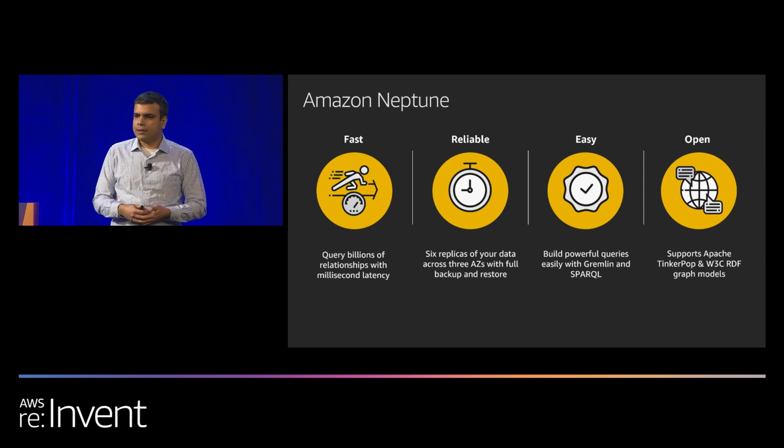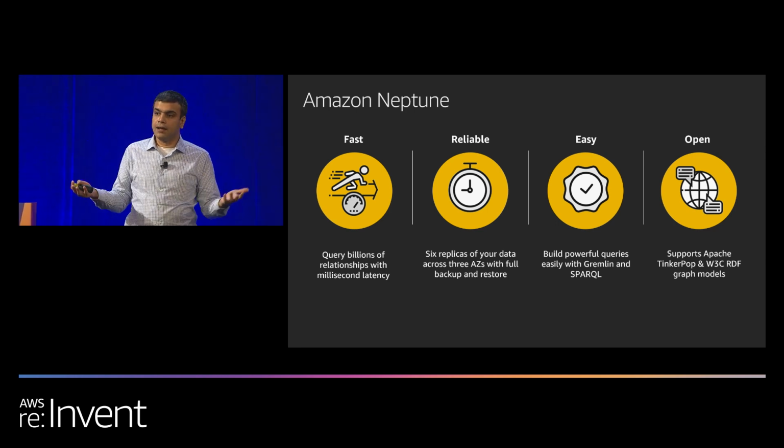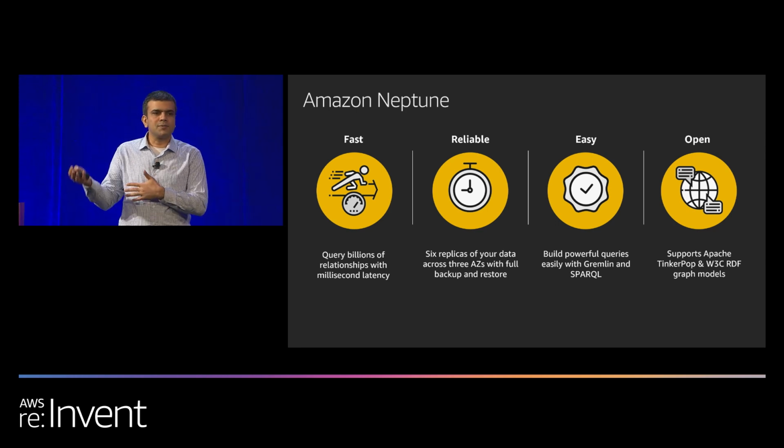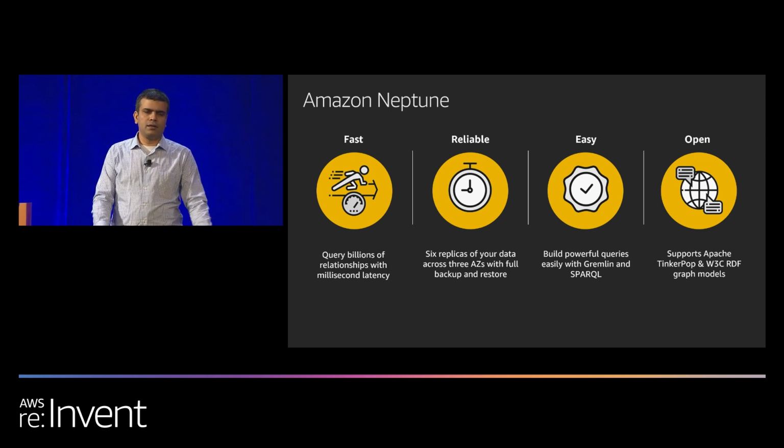You're already aware that Neptune supports both the Apache TinkerPop property graph model and the W3C Resource Description Framework. Both these standards are supported. And the corresponding languages, Gremlin and SPARQL, make it easy to use. And these are open standards. By any means, you can plug into it. If you have an existing application, you can integrate it with Neptune.